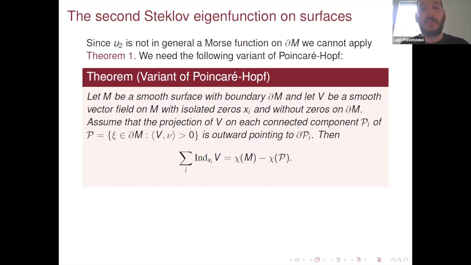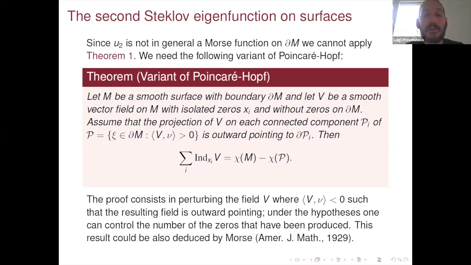I don't read them anyway, but you can check that for Steklov eigenfunctions on the surface, they are satisfied. And the proof of this consists in perturbing the field in the places where it is inward pointing in order to obtain now a field that is always outward pointing. You do it in a suitable way, such that you control the precise number of new interior critical points, and then you count them, and then you get the formula. But if you wish, we realized that this could also be deduced by a result of Morse of 1929. Anyway, we would like now to apply this.